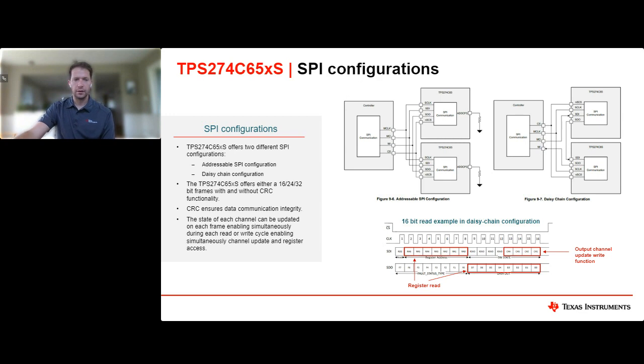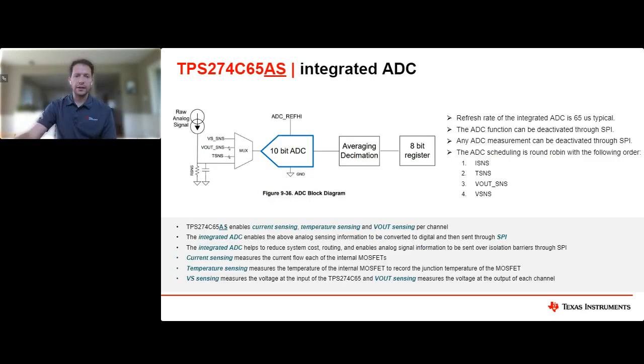So now quickly going over the integrated ADC. So this device, the TPS-274C65 integrates current sensing, temperature sensing, and V-out sensing for each channel. And with the integrated ADC, you can convert these analog signals into digital and then transfer them over SPI. So it really provides a unique value prop of this device, and it really allows you to reduce the system cost by not needing an additional ADC. It removes extra routing for the ADC channels, and it also enables this signal to pass over isolation barriers.